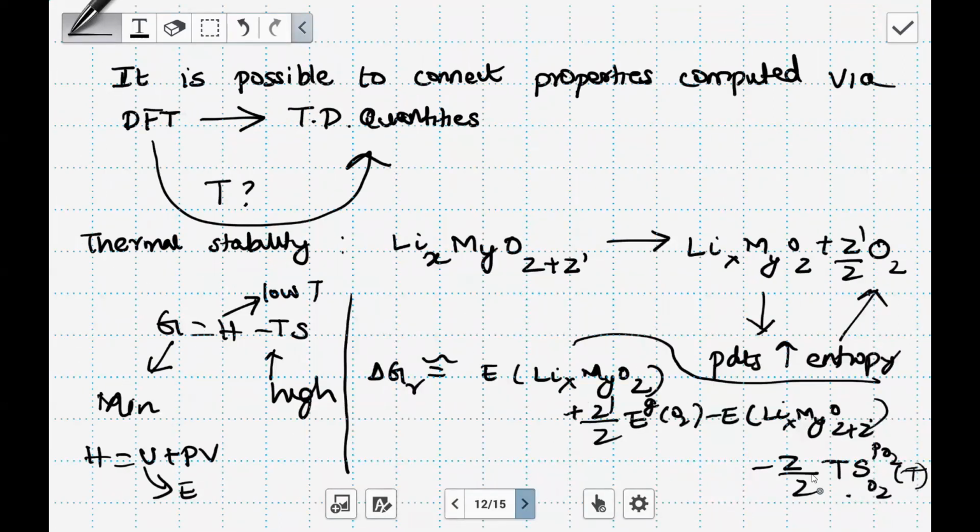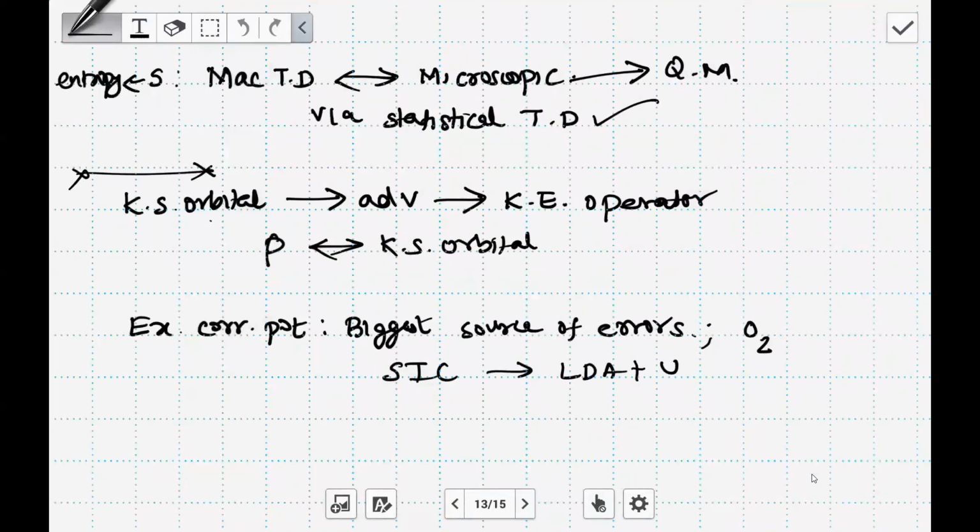Okay, so to know entropy, I should know some statistical thermodynamics. Once you know that connection, you can take the properties that are computed via quantum mechanics and connect them to entropy, the macroscopic properties. So this is not an approximation. I just mentioned it because I want to emphasize why we use Kohn-Sham orbitals.